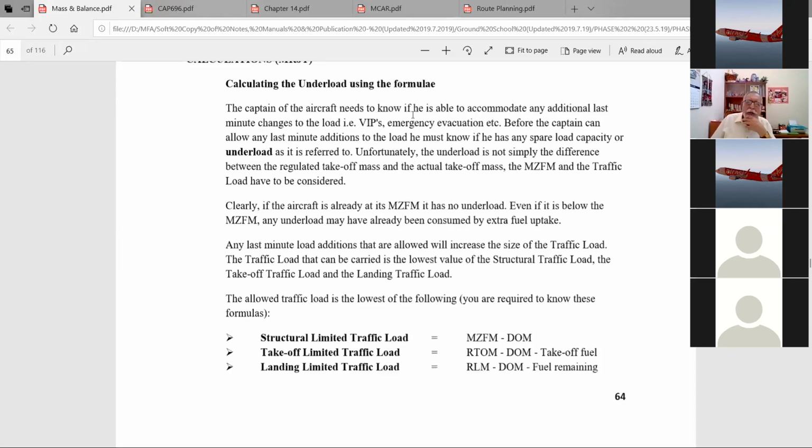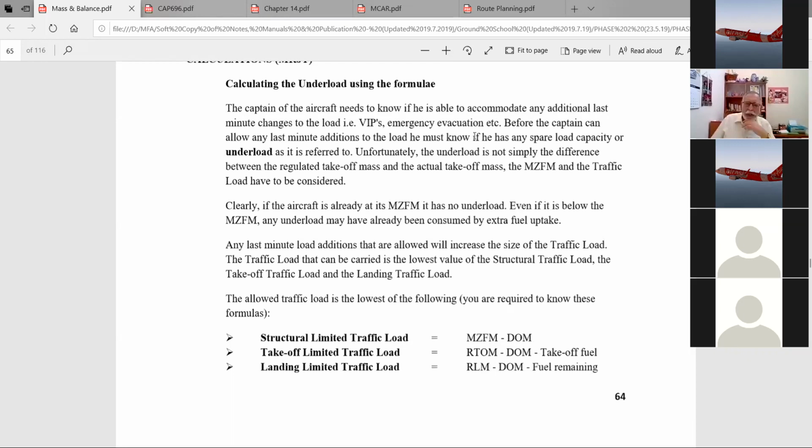What do you understand by underload? Anybody? What is the meaning of underload? Spare capacity. It is the additional capacity. Today you have a certain amount of traffic load, but your aircraft is capable of carrying more load. That is called underload. The captain of the aircraft needs to know if he is able to accommodate any additional last changes to the total, that is VIPs, emergency evacuation, etc.